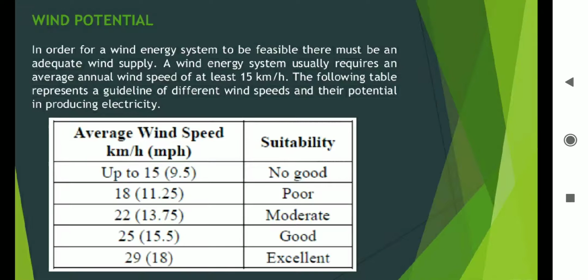In order to make use of this wind turbine, we should have a minimum speed of wind. Here in the table you can see the average wind speed and the suitability. If the speed is up to 15 kilometers per hour, then it's not good. It should be more than 15. If it is 18, we can say poor. If the speed is 22 km per hour, that's moderate. If the speed increases to 25, that's good, and we can plant a wind turbine there. And if the speed is 29, it's excellent. So we can say the most effective condition for a wind turbine would be a speed of 29.